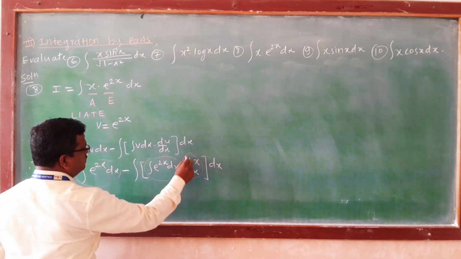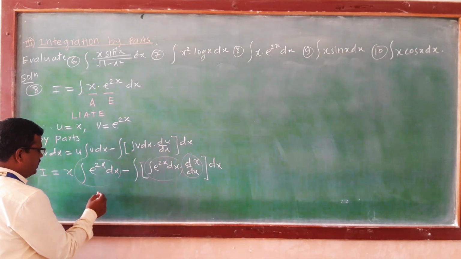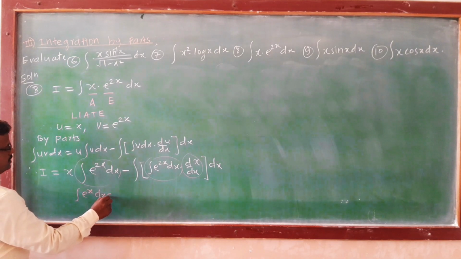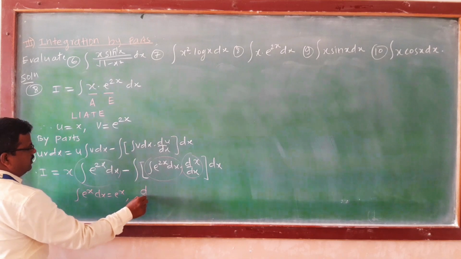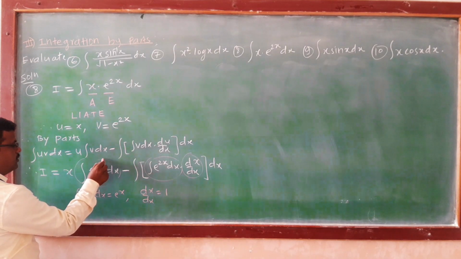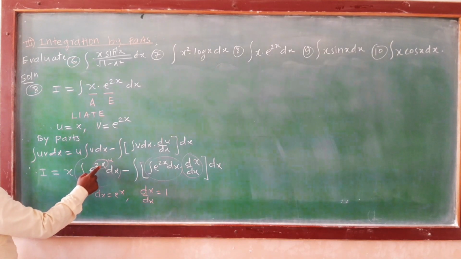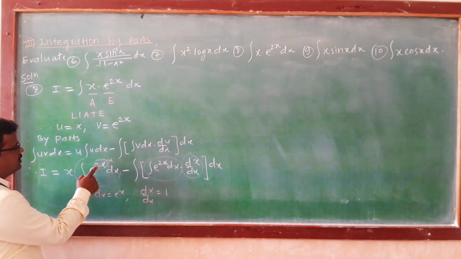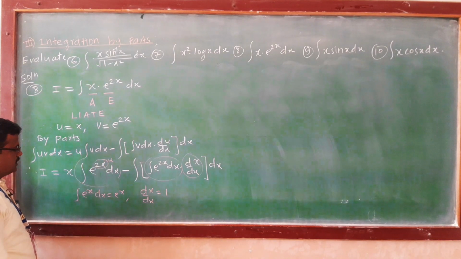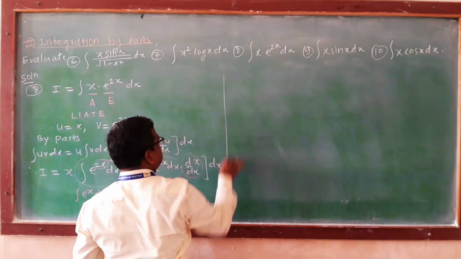So here we have to write these values: the integration of e raised to x and the derivative of x. The integration of e raised to x is e raised to x, and the derivative of x is 1. Now this is a composite function. Here it is e raised to x, but instead of x here we have 2x, so call this u, which means this is a composite function. Therefore see how to find its integration.